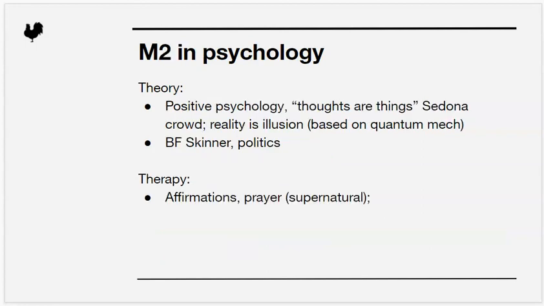M2 in psychology. This would be positive psychology. The thoughts are things, Sedona crowd. Reality is an illusion. This is based on quantum mechanics, and this is just one view. I was going to make a bigger deal about this throughout this presentation, but clearly it's going on long enough. This is what happens. So quantum mechanics is a D2 kind of philosophy. It says that we can't really know reality. But what I think happens often is you're going to get the compensation. So a D2 philosophy is going to give rise to an M2 way of being in the world.